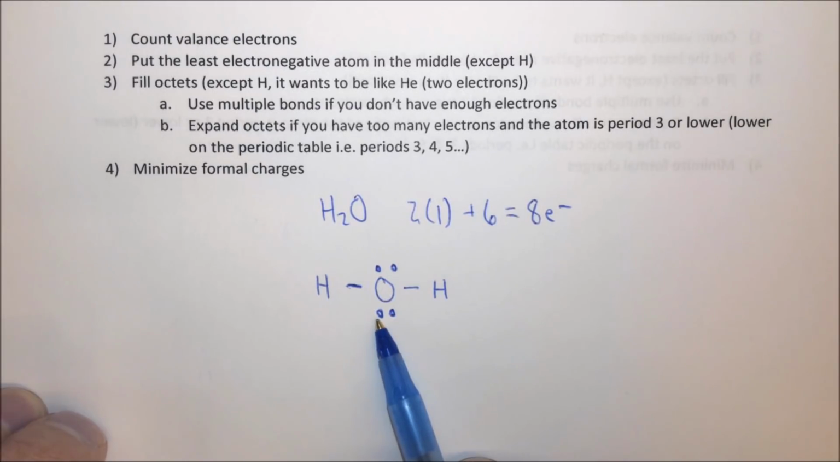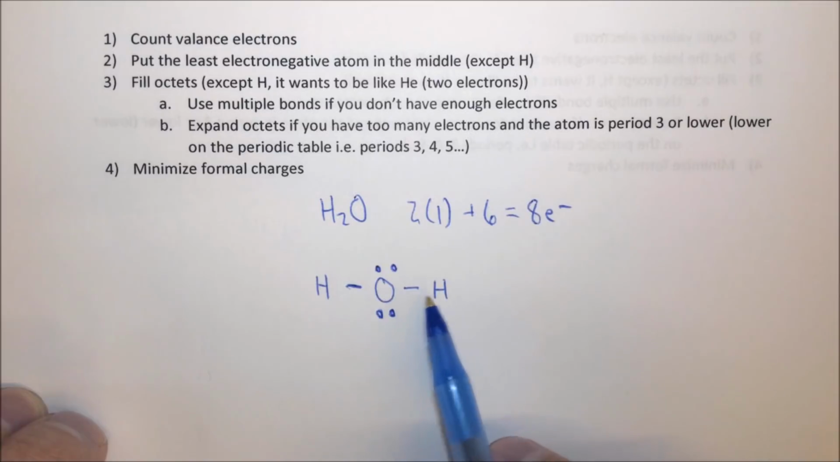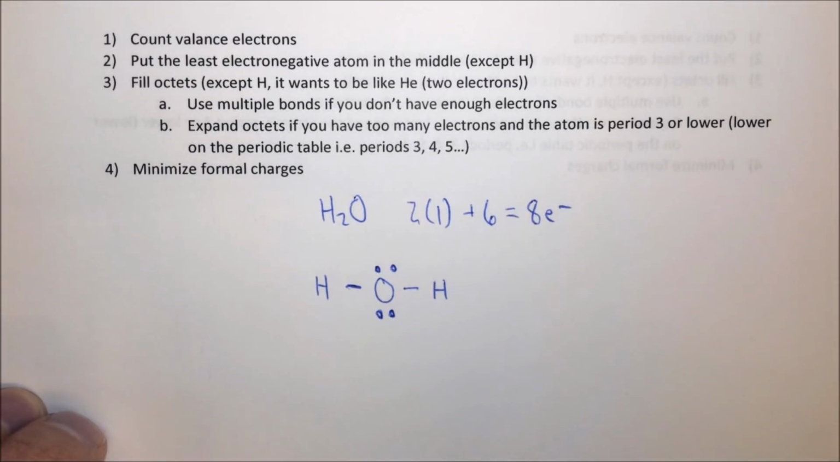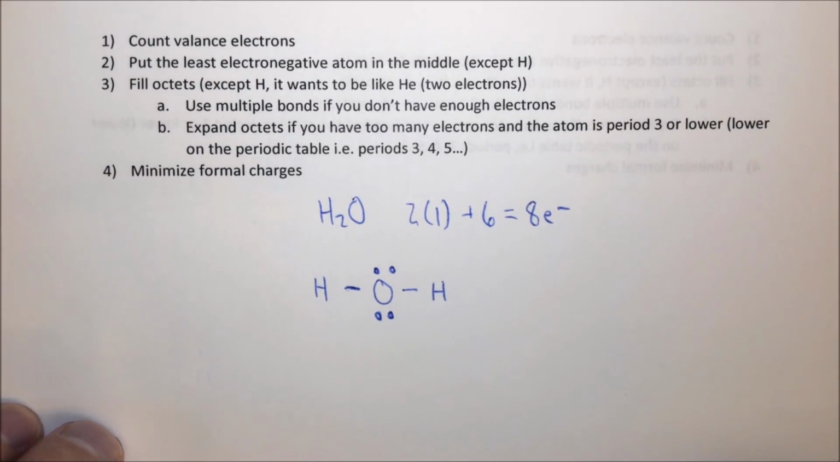It has 6 electrons around it. It is neutral. All the formal charges are 0. Note this hydrogen and this hydrogen are the same, so all the formal charges are 0. And this is a great Lewis structure, the correct Lewis structure for water. I'm going to stop the video here, but in the next video in the series, I will go over some more examples.